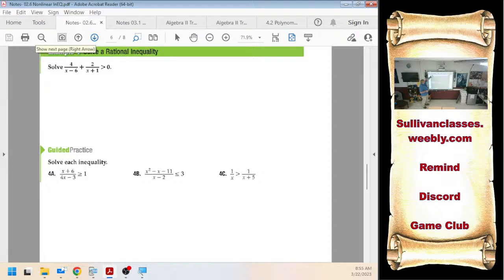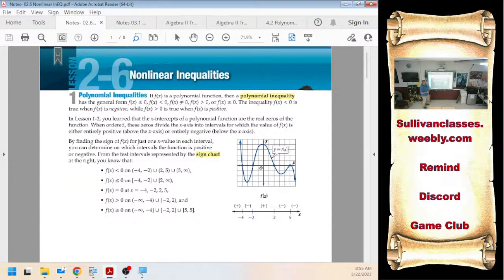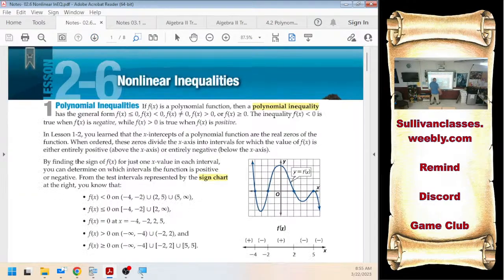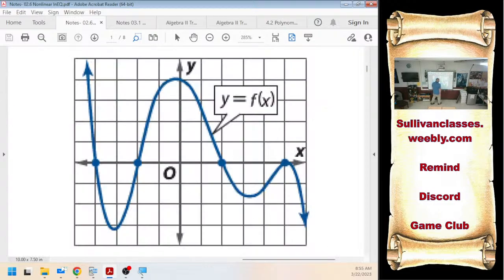So if I back up, you don't have to go all the way back to this. When we're finding a polynomial inequality, the only places that it switches from positive to negative are where? Okay. What's different about a rational?